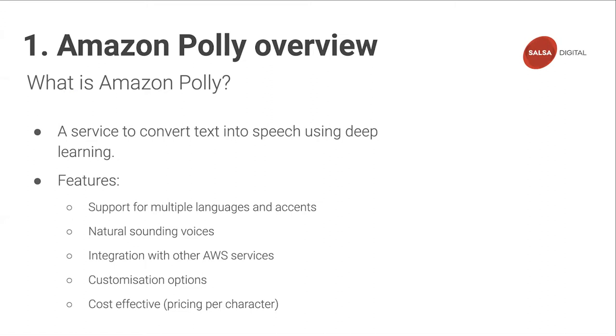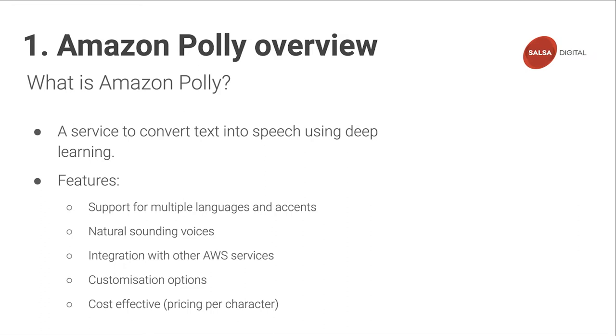The neural one is a bit more expensive. The good thing about Amazon Polly is that it integrates well with other AWS services, so you can integrate it with Amazon S3, or with Lambda if you want to create a serverless backend. It also offers a lot of customization options. For example, you can customize the way you pronounce certain words, add pauses in certain places, and emphasize certain sentences. It provides a huge list of customization options.